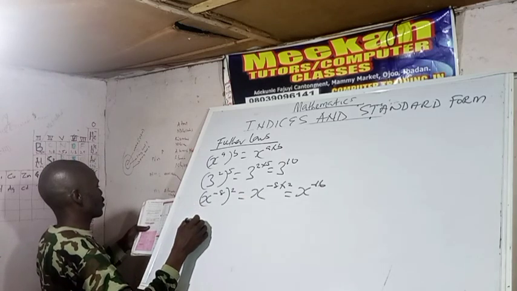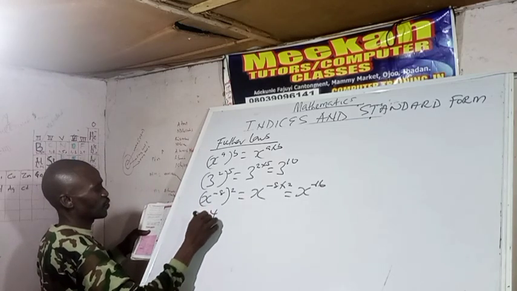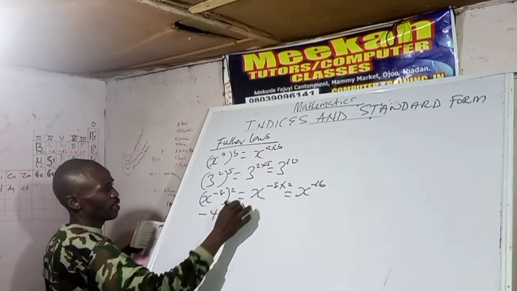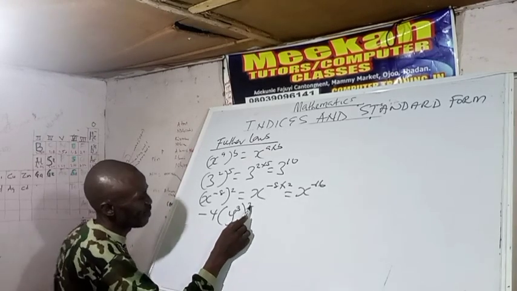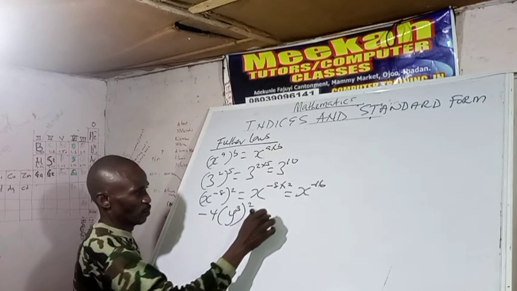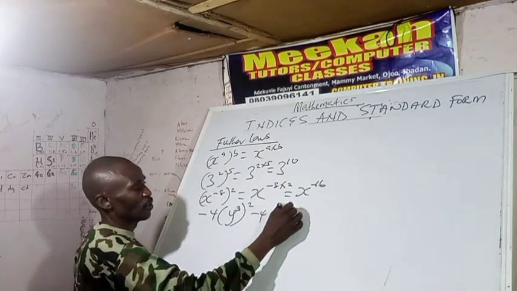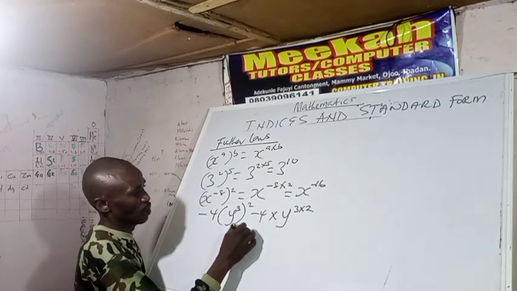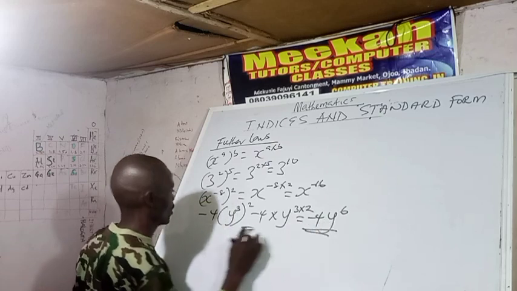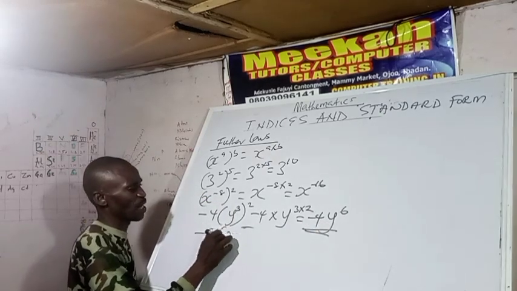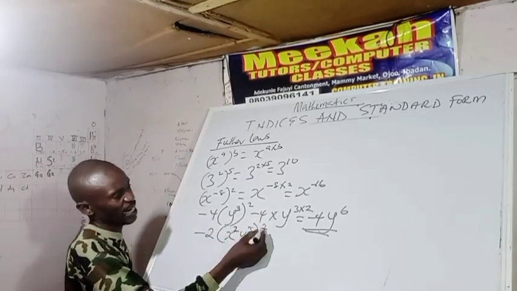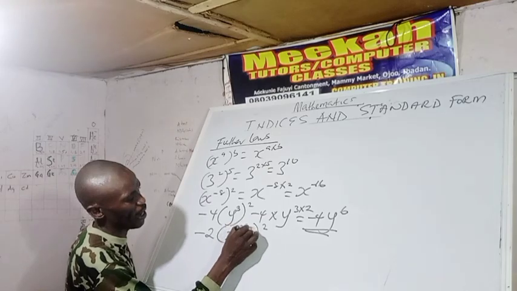Now, what if you have something like, okay, look at this question. Minus 4 into bracket y raised to power 3, squared. Remember everything here. You said this becomes minus 4 times y raised to power 3 times 2. This becomes minus 4y raised to power 6. What if you have minus 2 into bracket x squared y cubed, all raised to power 2? Everything inside the bracket will have the consign of this square.